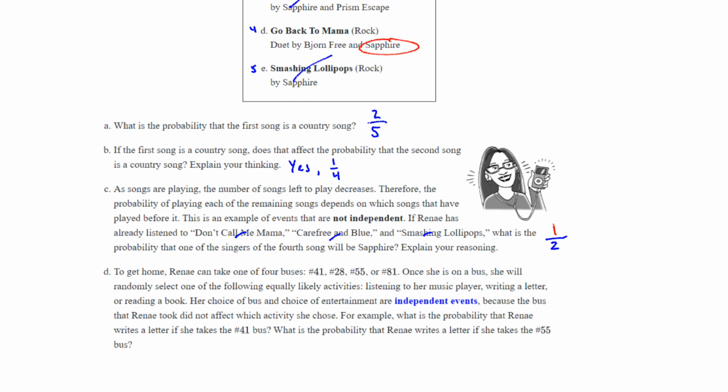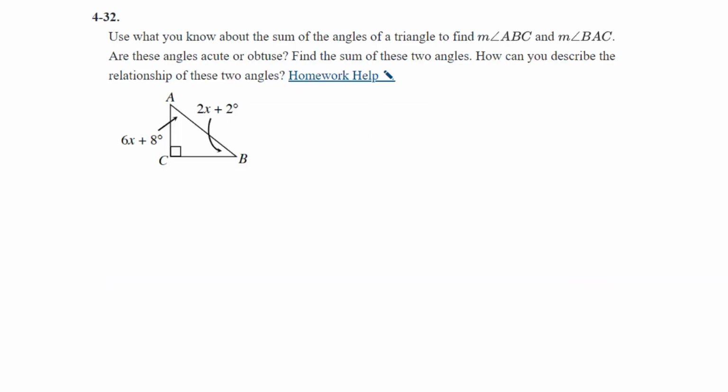So it doesn't matter what bus she chooses in terms of the activity. They're independent of each other. So therefore, if there are 3 activities and one of them is writing a letter, no matter what bus she takes, it's going to be a 1 out of 3 probability, 1 activity for 3 possible outcomes.